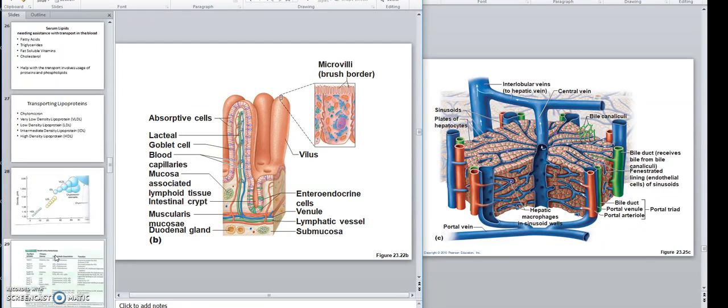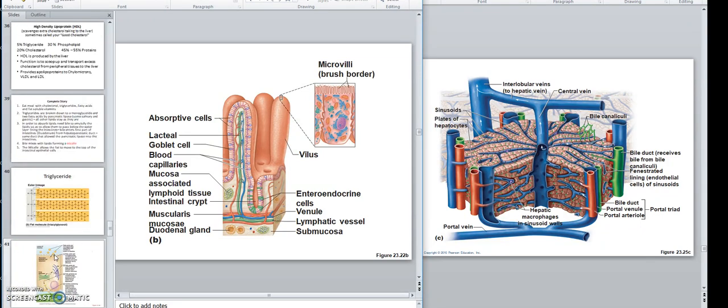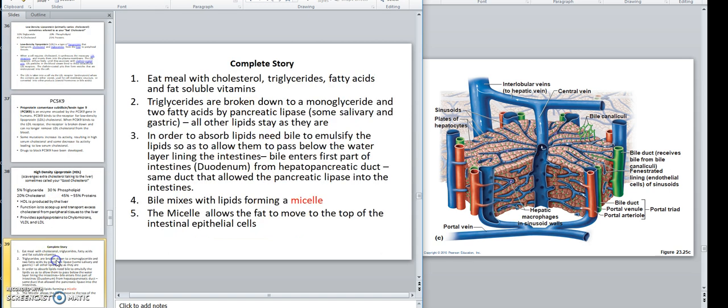Okay, we'll go further. Now, in that PowerPoint, here's my complete story. Eat a meal with cholesterol, a meal with lipids, let's say. Triglycerides are broken down. In order to absorb lipids, you need bile to emulsify the lipids so as to allow them to pass below the water layer lining the intestine. Bile enters the first part of the intestines. We talked about that from the hepatopancreatic duct. Bile mixes with the lipids, forming the micelle. The micelle allows the fat to move to the top of the intestinal epithelial cell.